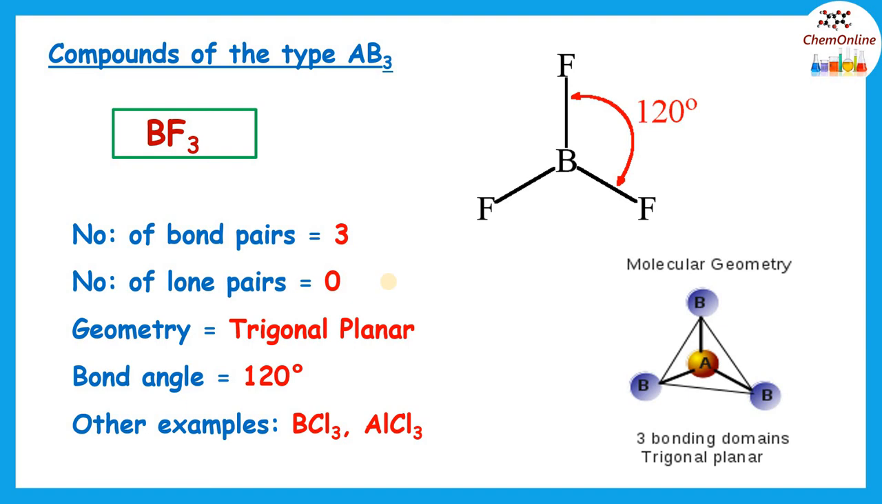So according to VSEPR theory, the 3 electron pairs stay as far apart as possible to minimize repulsion, and therefore the molecule assumes a trigonal planar geometry, and the bond angle will be 120 degree. BCl3, AlCl3, etc. are some other examples.